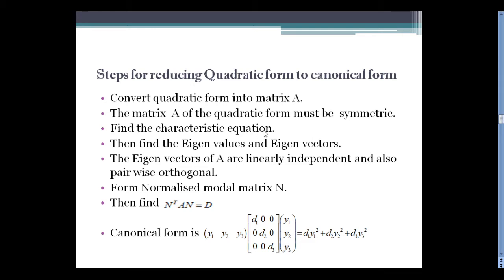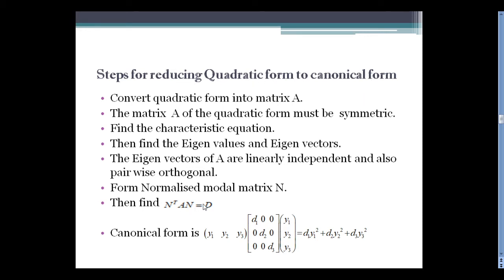Then find the characteristic equation and solve it to get the eigenvalues and eigenvectors. Then check that the eigenvectors of A are linearly independent and also pairwise orthogonal. Then form the normalized model matrix N, capital N, and find the diagonalization of the matrix, that is D is equal to N transpose A N. The last step is reducing the quadratic form into canonical form.